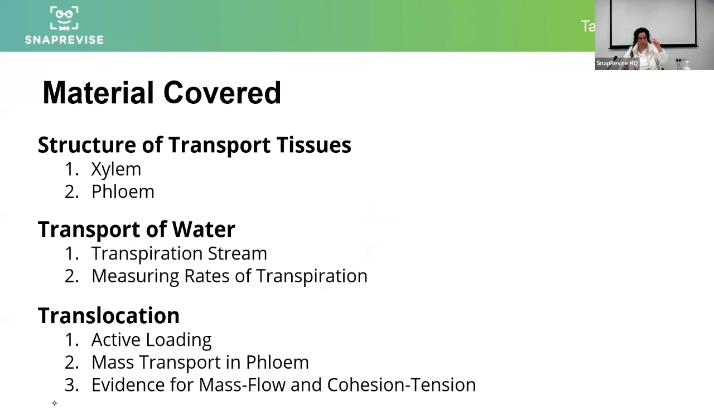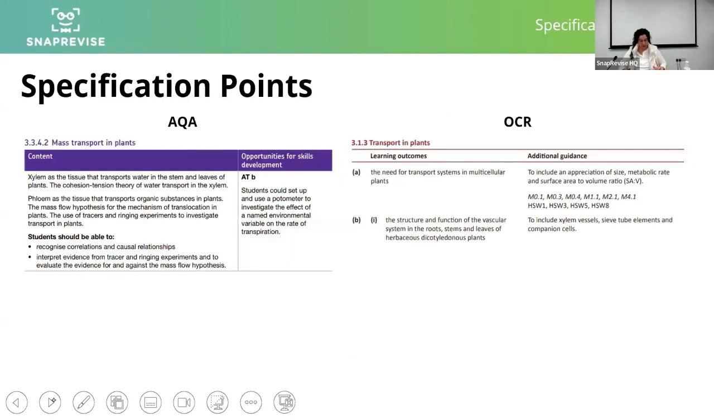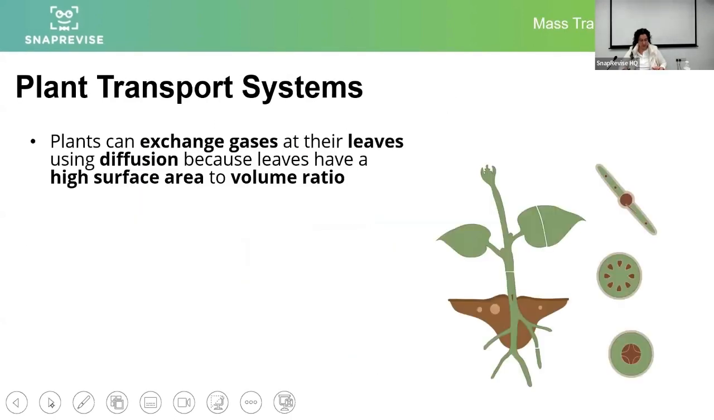We're going to hone in on active loading and the evidence that supports the mass flow, the mass flow itself, and also the evidence for the cohesion tension theory. So let's dive right in. First of all, the structure of the xylem and phloem.